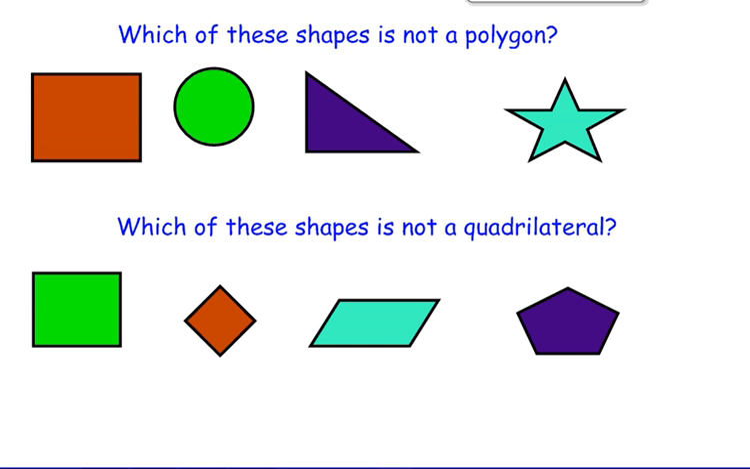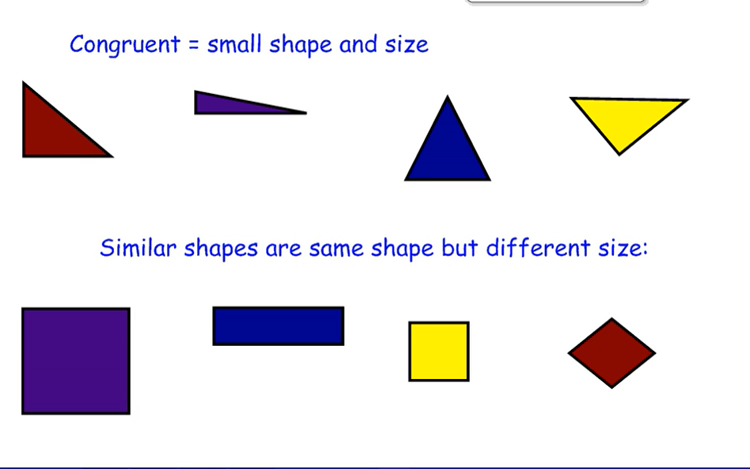Let's test your knowledge on some of these things. So, quick quiz. Which of these shapes is not a polygon? Hopefully you identified the circle real quick is not a polygon, right? Curved edges don't make polygons. Okay, second question. Which of these shapes is not a quadrilateral? And hopefully you found this one out real quick because it has five sides, and quadrilaterals are four-sided figures. Right? So we have those ideas.